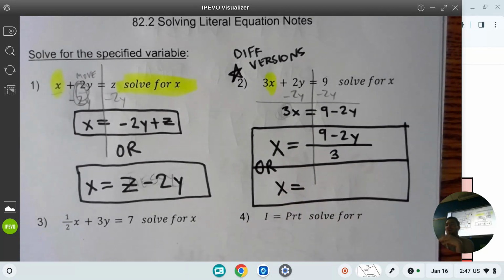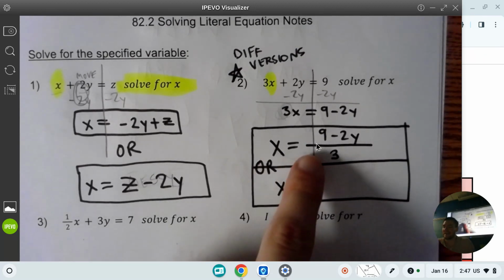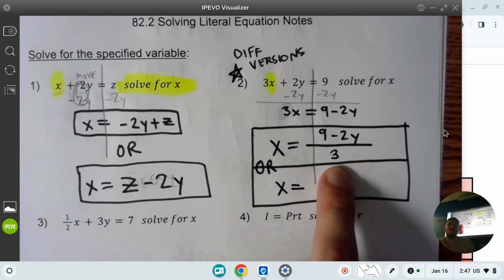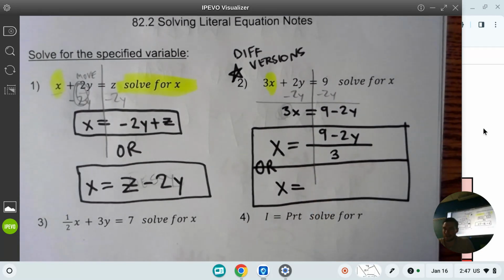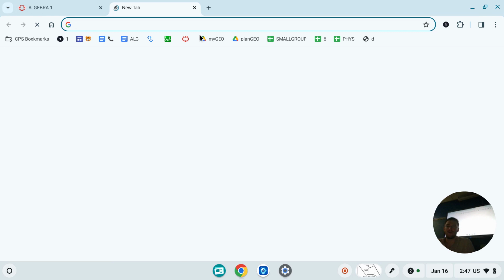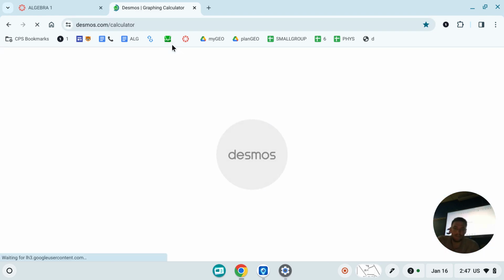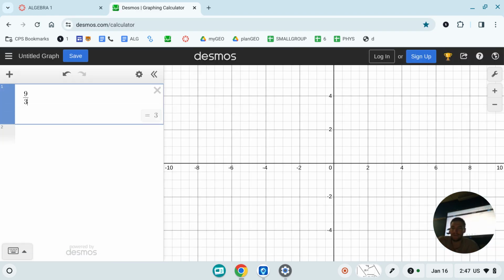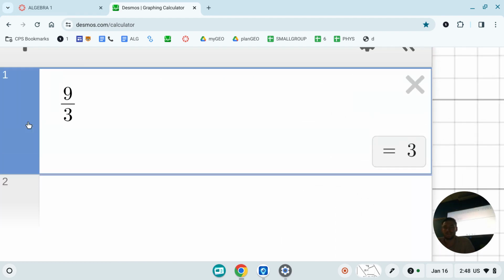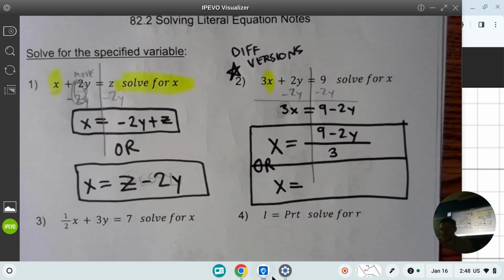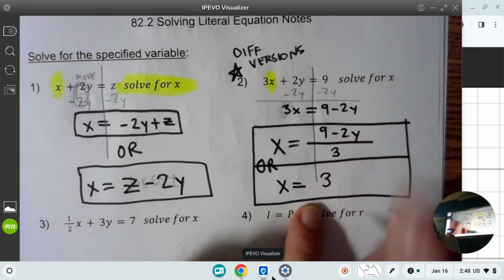You may not have to write them both down, but you do have to know they're both good. You know what I'm saying? So for this second one, instead of dividing it all by 3, we're going to divide them one at a time by 3. And so we can go to Desmos, and we can do 9 divided by 3, which is 3. So we could say this first number here is a 3.